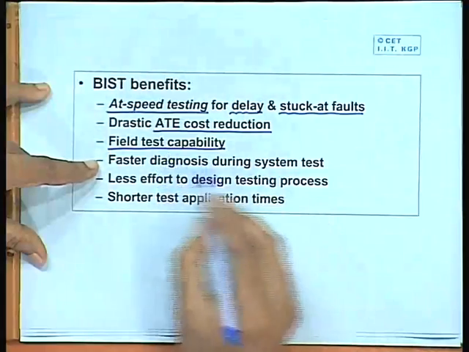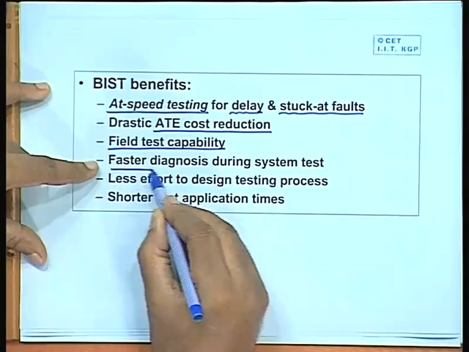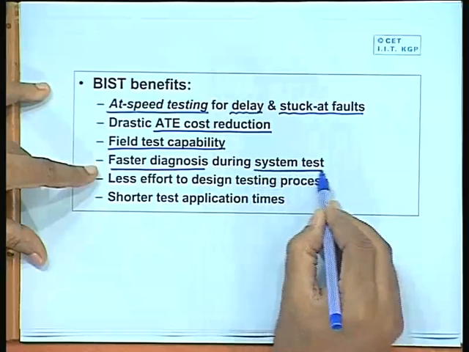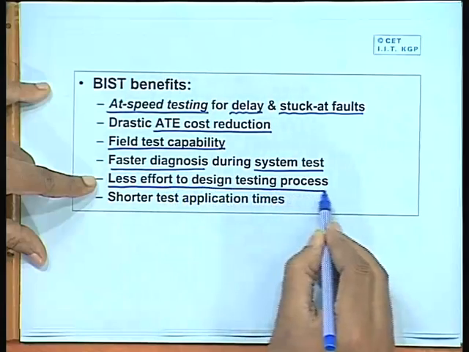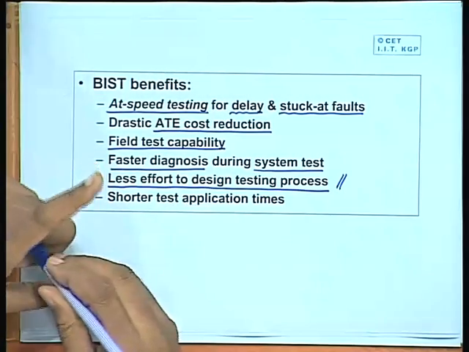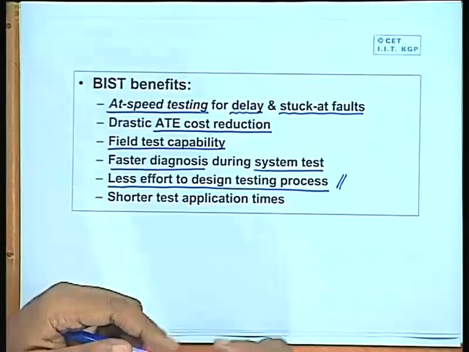So, you can build a system, and the system will have a self test capability. It is not that the chip has to be tested by the manufacturer only at their own site, and they will be delivering the chips to you finally. And since you have these interesting features, you can have faster diagnosis during system test. Of course, less effort to design the testing process is very important, because you are eliminating essentially the process of test generation, because you are not using any conventional test generation algorithm.